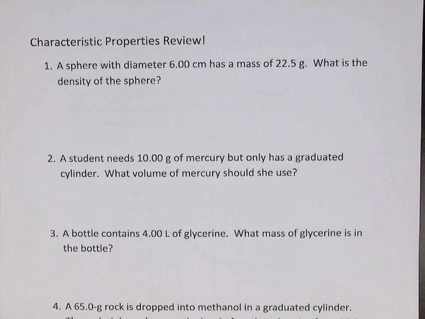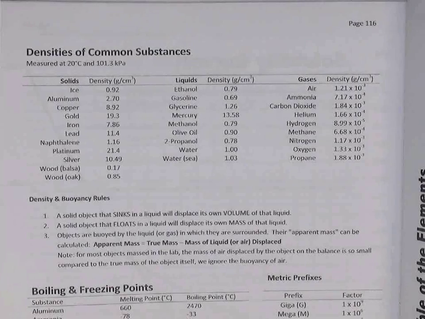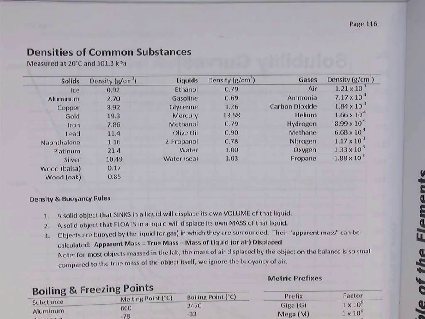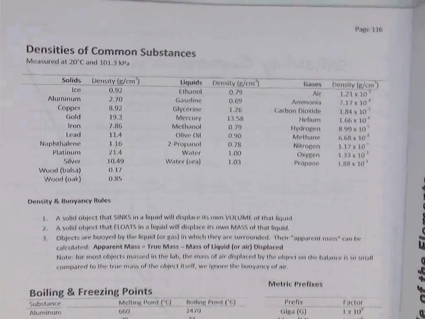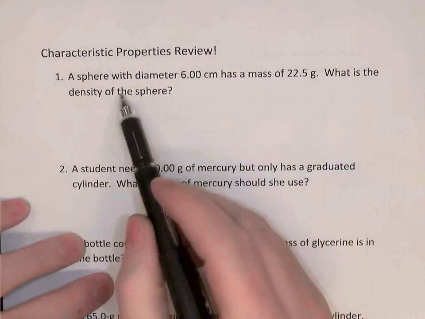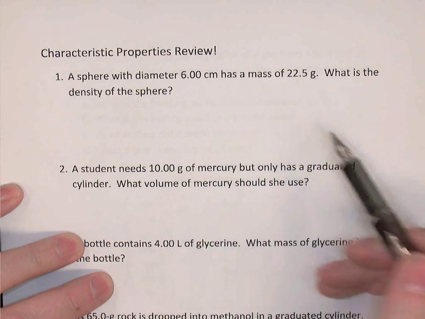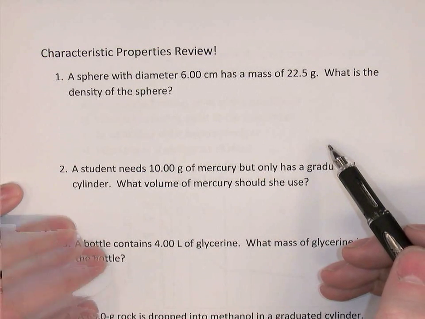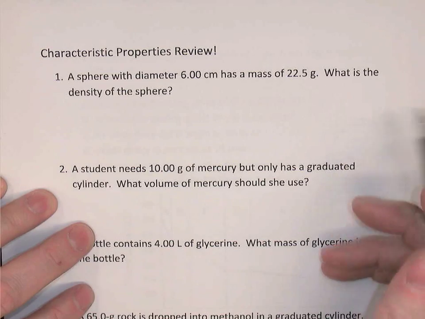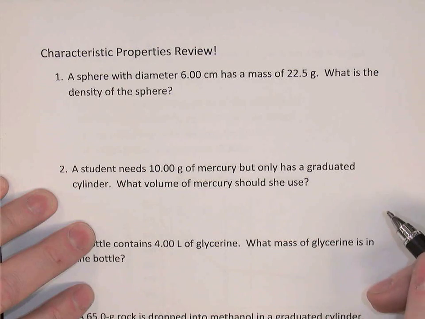If you've got your science booklet, you'll need to refer at some point to page 116, the back of your solubility chart, densities of common substances. Question number 1, we've got a sphere with diameter 6.00 centimeters and a mass of 22.5 grams. What's the density of the sphere? See if you can pause the video and do this yourself on a piece of paper with a calculator.